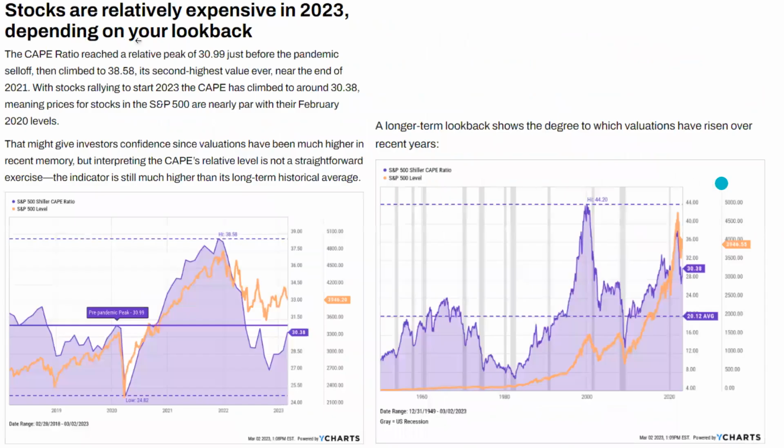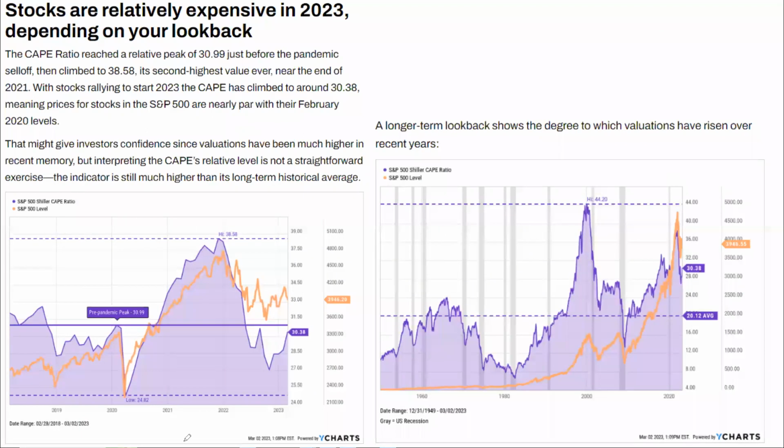We can see here, and essentially we're going to go over that. This is zoomed in over the past few years, and this is a broader picture back from the 50s and 60s. The CAPE ratio reached a relative peak of 30.99 just before the pandemic sell-off, then climbed to 38.58, its second highest value ever, near the end of 2021. With stocks rallying to start 2023, the CAPE has climbed to around 30.38, meaning prices for stocks in the S&P 500 are nearly on par with their February 2020 levels.